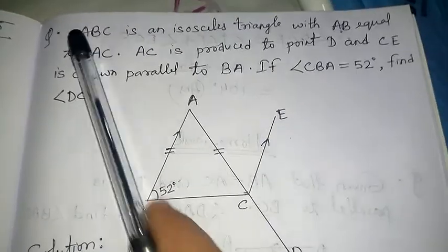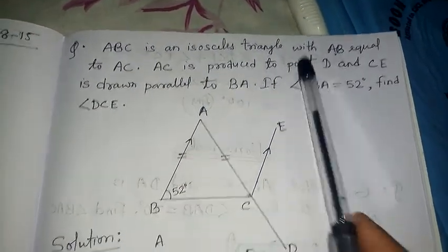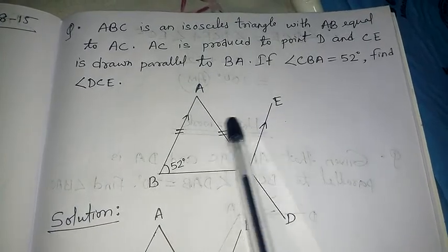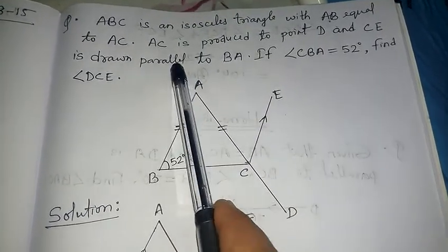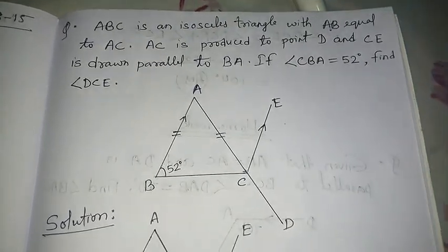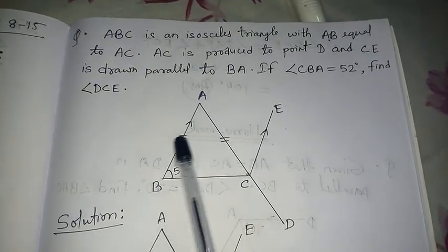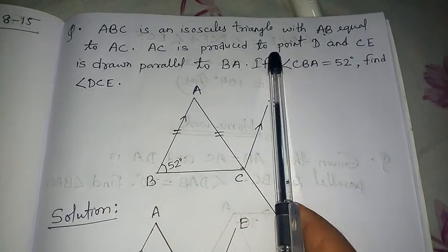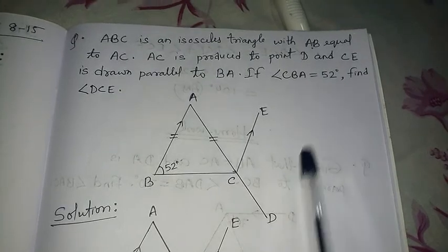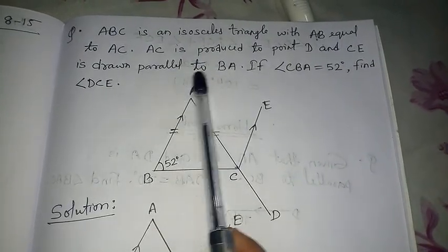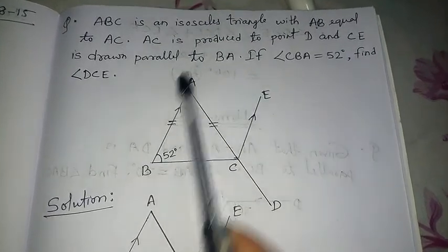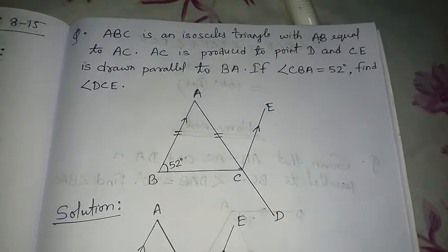Moving on to the next question. ABC is an isosceles triangle. Check the diagram, ABC, where these two sides are equal. When two sides are equal, the triangle is said to be an isosceles triangle, with AB equal to AC. Now next, AC is produced to point D, and CE is drawn parallel to BA. So there is one more line CE which is parallel to BA.